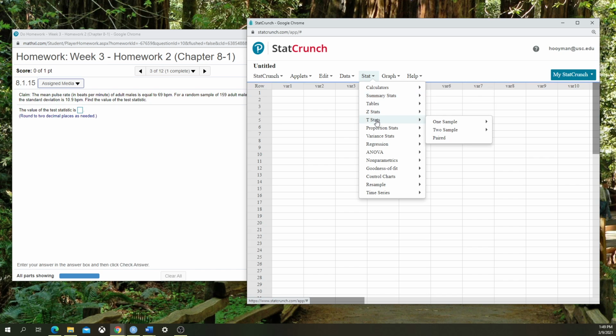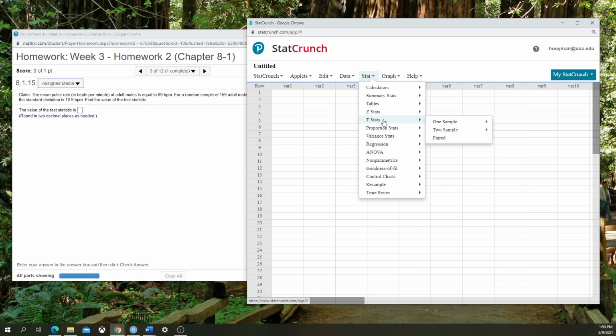Why a t-stat? Why not a z-stat, proportion stats, or any of these other stats? Because I have to really read the question and understand what kind of analysis I am going to be doing. When you only have one group and the mean of that group is not referencing a population, or it's not referencing an average of 0, then we're going to go to t-stats.